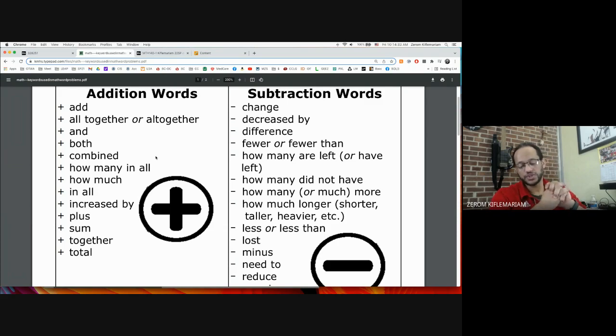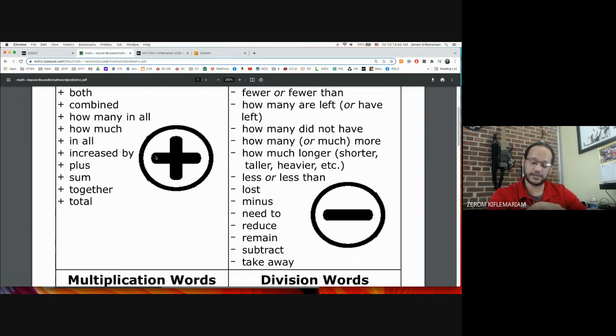If they are talking about change, decreased by, difference, fewer or fewer than, how many are left, how many did not have, how many more or how much longer, shorter, taller, heavier, less or less than, lost, minus, need to, reduce, remain, subtract, take away.